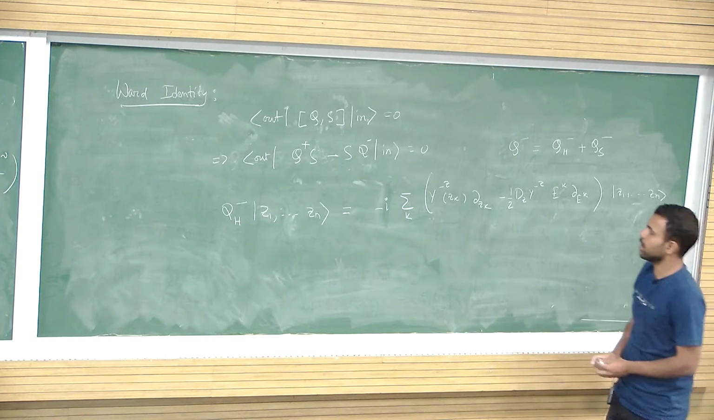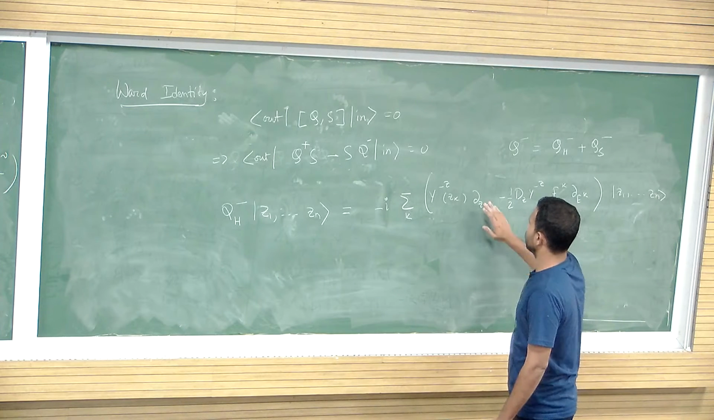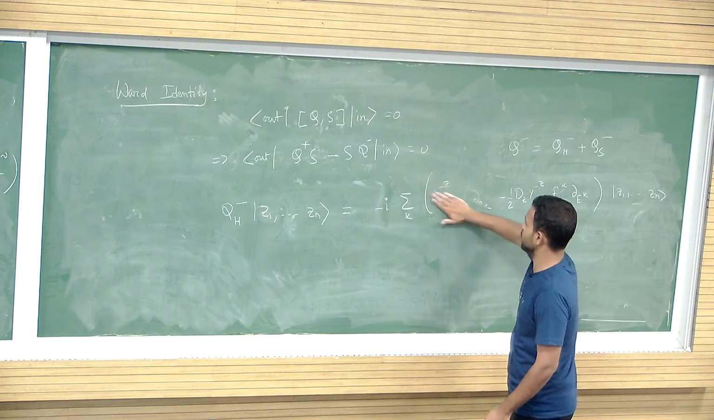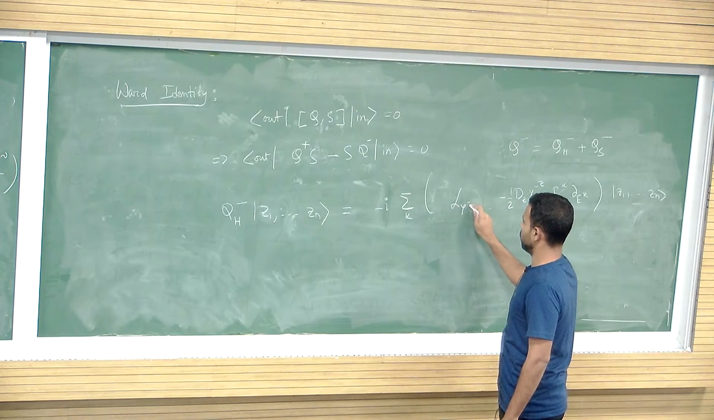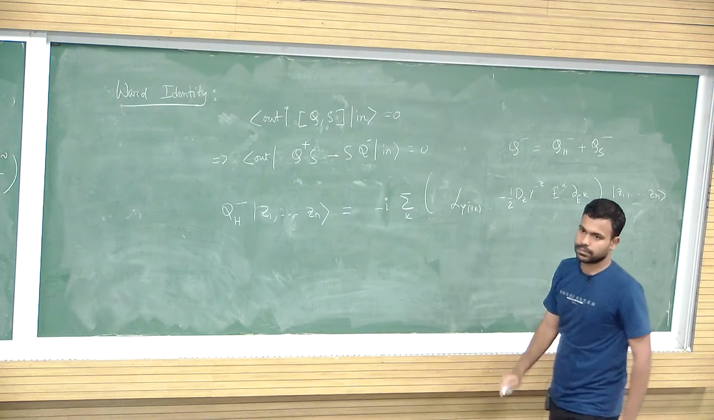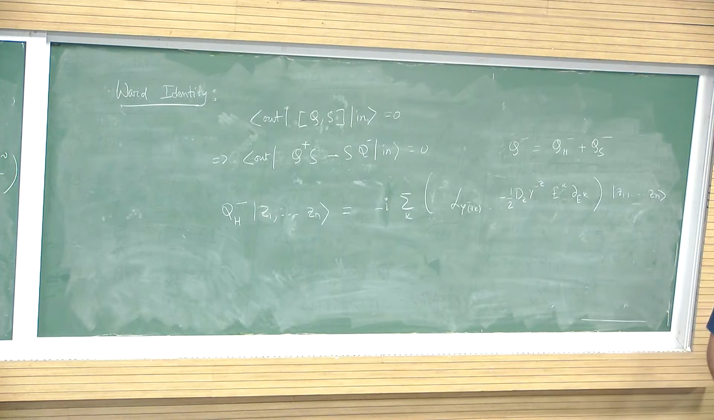This is true for scalar particles. If you have spinning particles, for instance, then you will replace this by some Lie derivative of y minus, for example. Thanks for that question. So this is the action of the hard part.